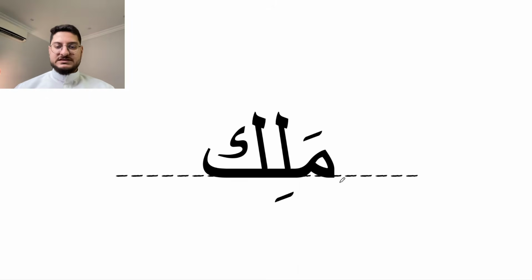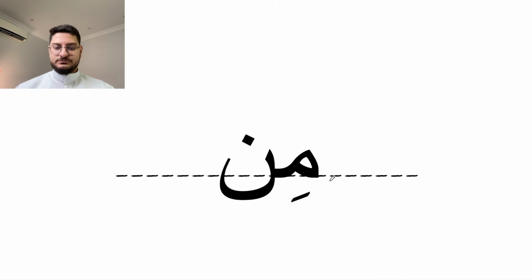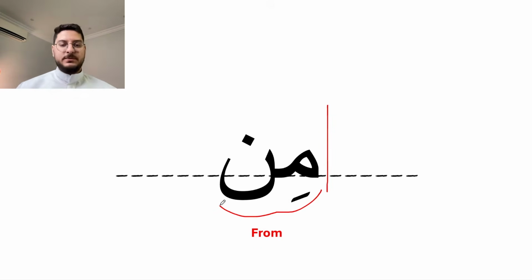Next one, let's split this into syllables. The first syllable is ma. The second syllable is lik. This is the ka with no vowels. So ma, lik, malik, which is a king. Next one, we have only one syllable, and it's mi, min. And min means from.